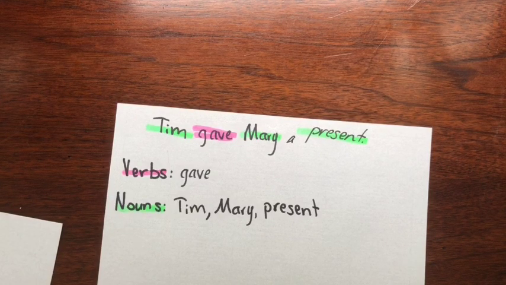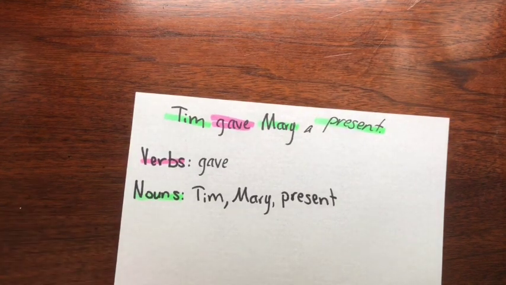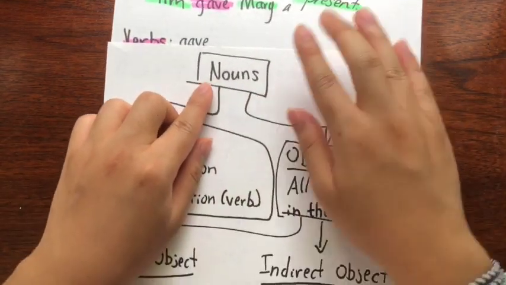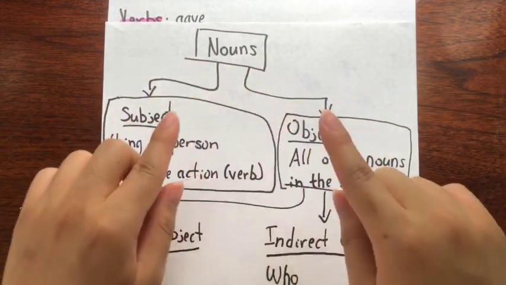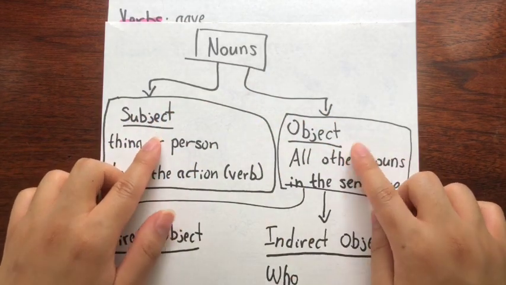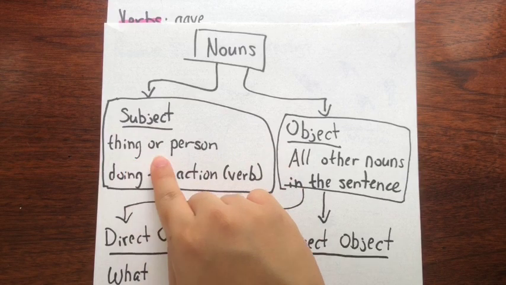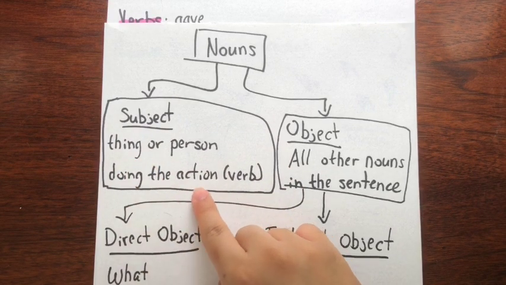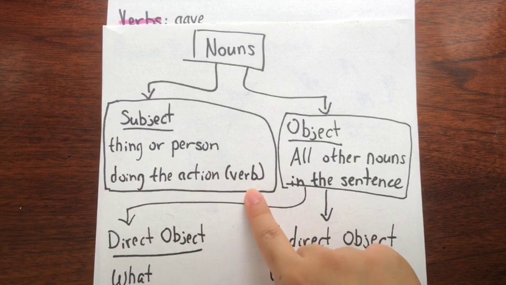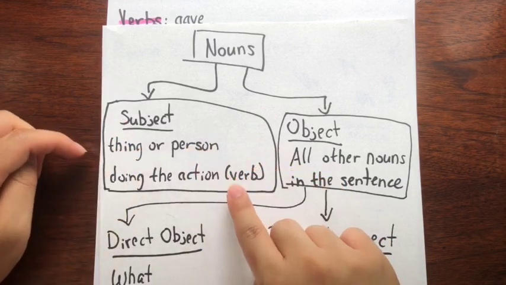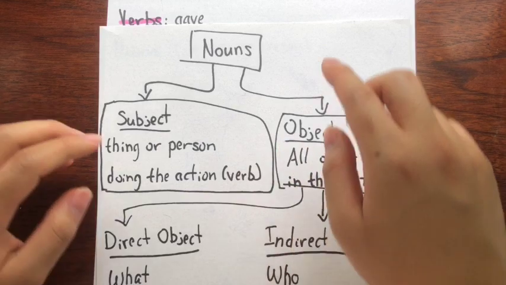Okay, so first, let's look at the nouns. There are two types of nouns. There are subjects and there are objects. The subject is the person or the thing that does the action, the verb. So the subject is the person who is doing the action, the verb.